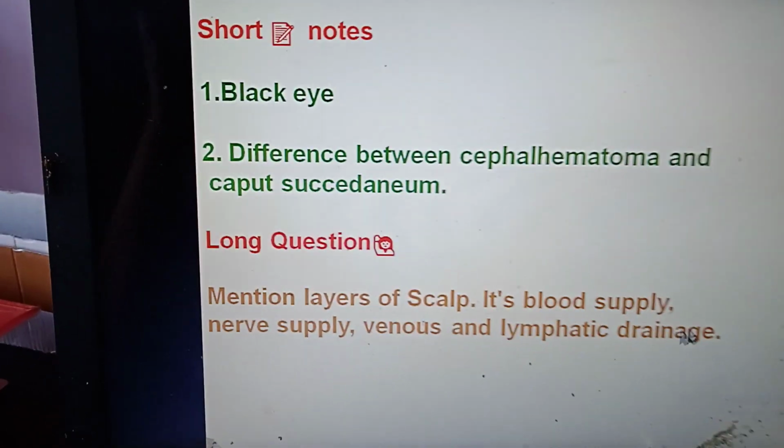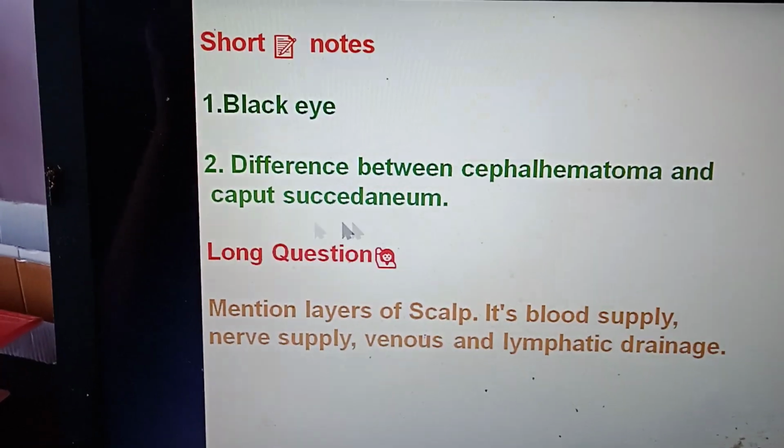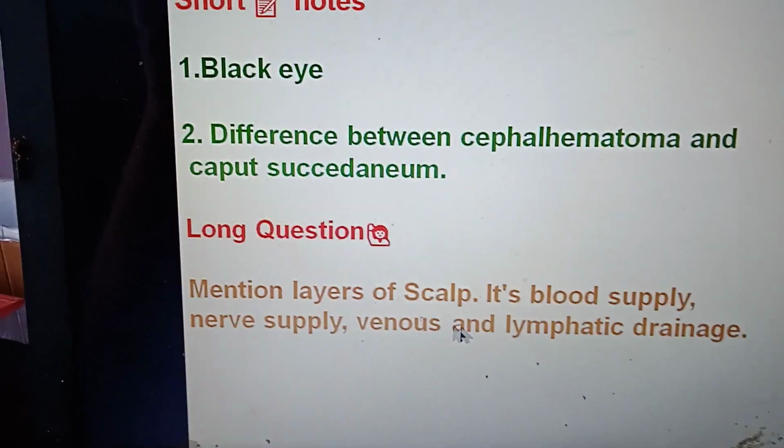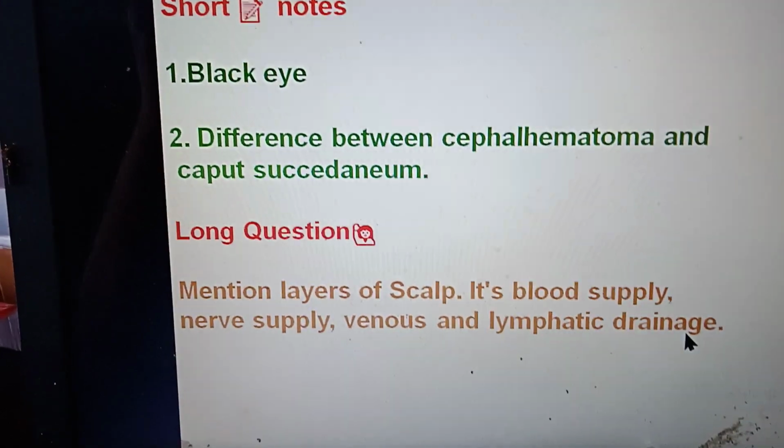Short notes over the black eye and the difference between cephalhematoma and caput succedaneum. A long question is, mention layers of scalp, its blood supply, nerve supply, venous and lymphatic drainage.